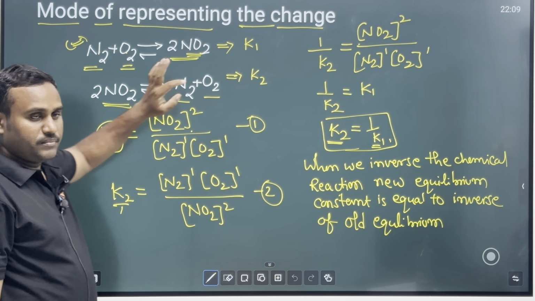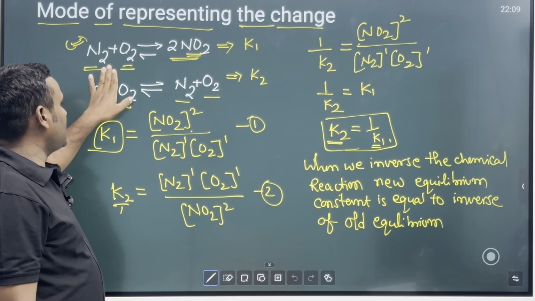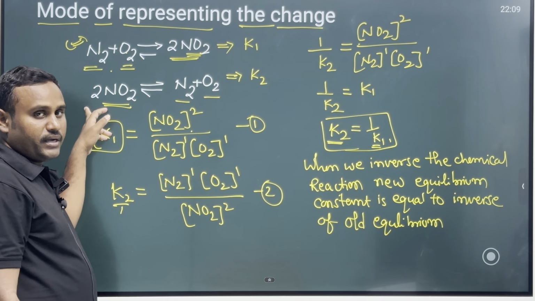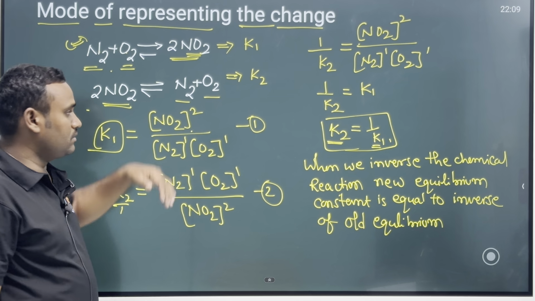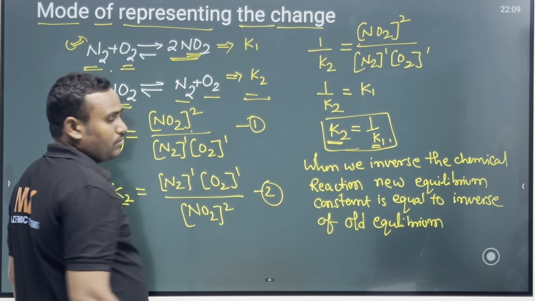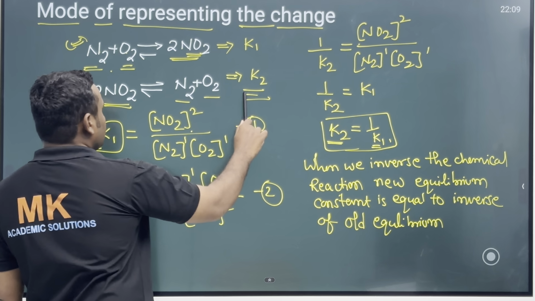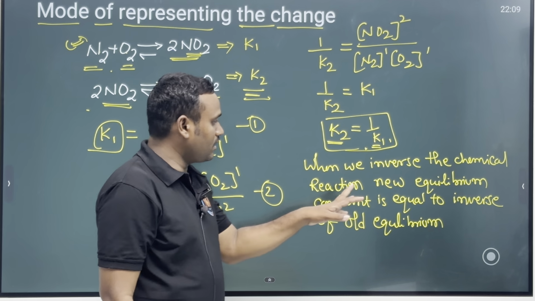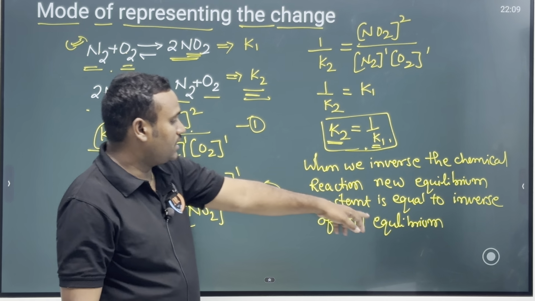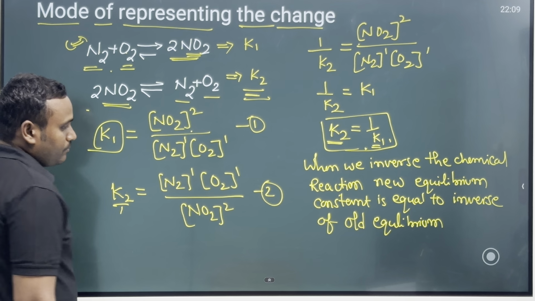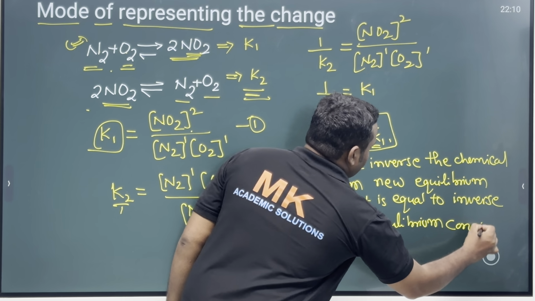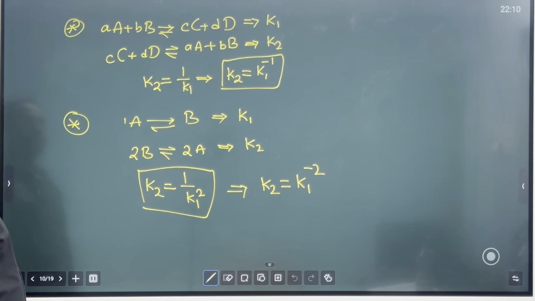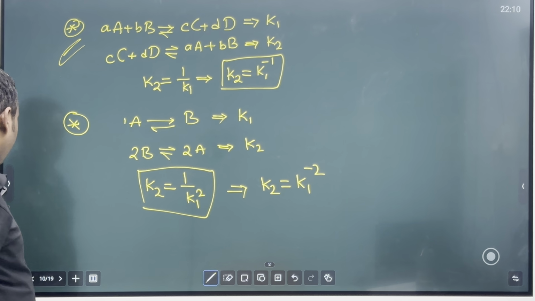Next, mode of representing the equation. Means the same reaction, first these are the reactants and this is the product. Now the product is converted into reactant, means we are making the reactant the product. Means the new equilibrium constant is equal to the inverse of the old equilibrium constant. So when we invert the chemical reaction, the new equilibrium constant is equal to the inverse of the old equilibrium constant. Okay. Next, see some examples I have taken.